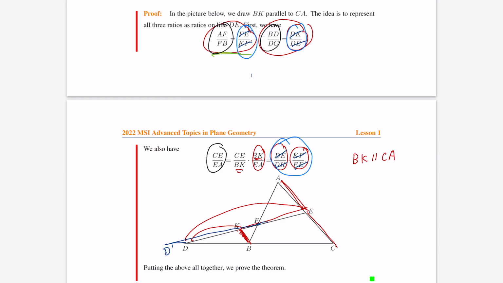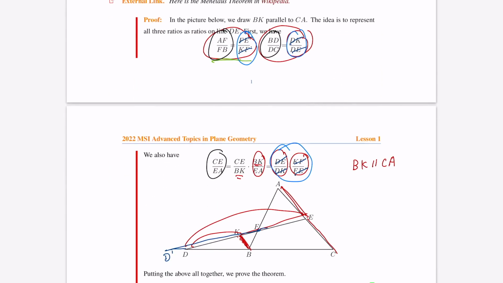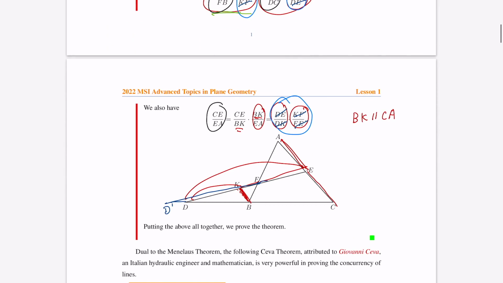And the D prime satisfy this condition, and D satisfy the condition by assumption, so D and D prime must be the same point, and that gives the proof. Okay, I will skip that. So that's called the Menelaus theorem.